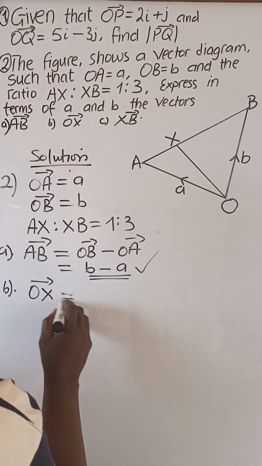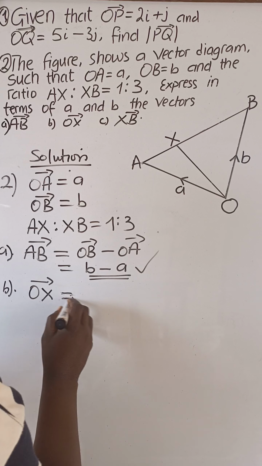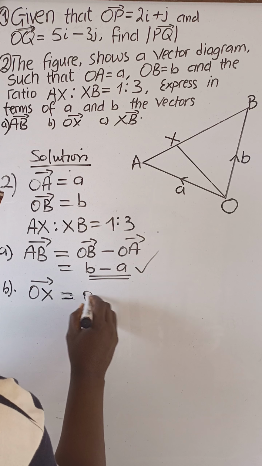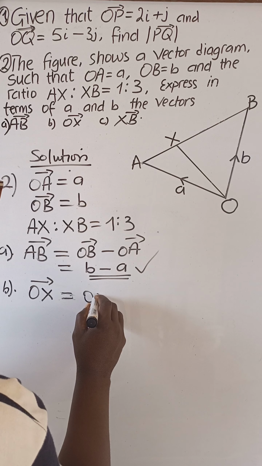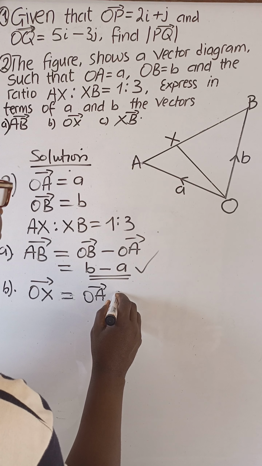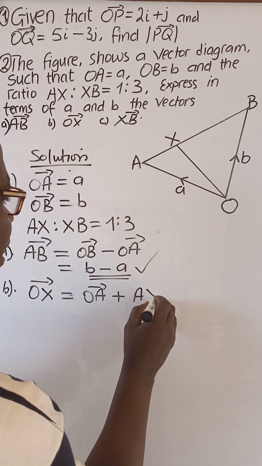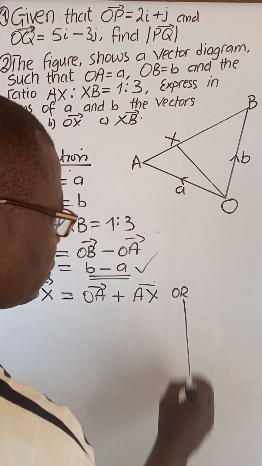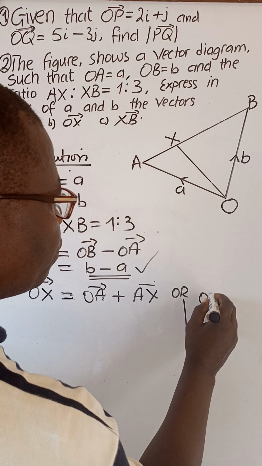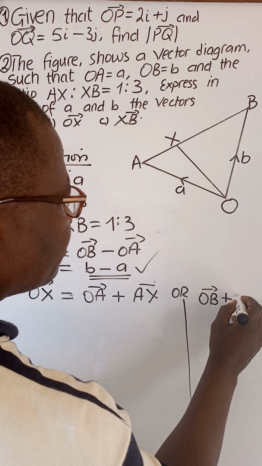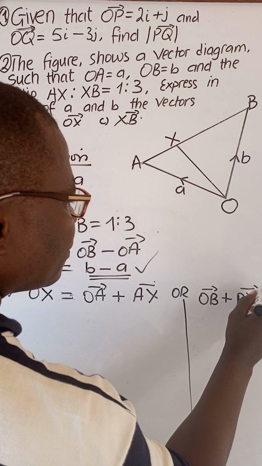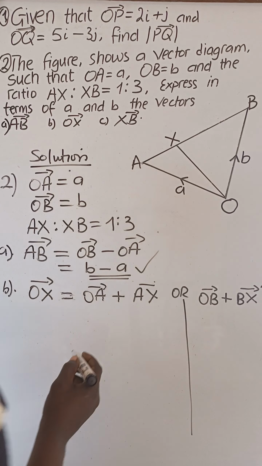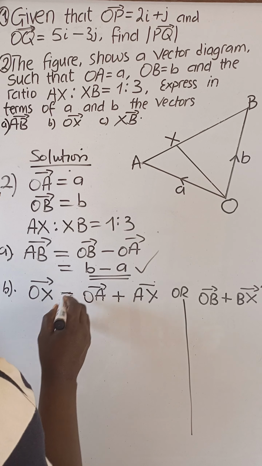Alright, so we'll say OX, starting from O getting to X, is either you move O to A, and A to X, or you move O to B, and then B to X. Either way will give us the same result, whichever of the two that you choose. Alright, let us start.